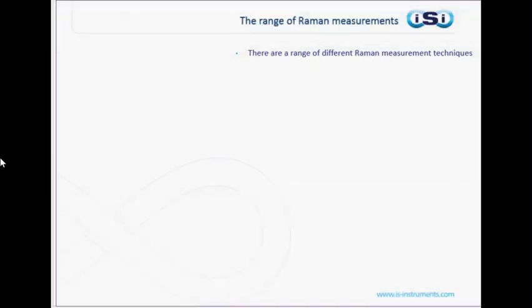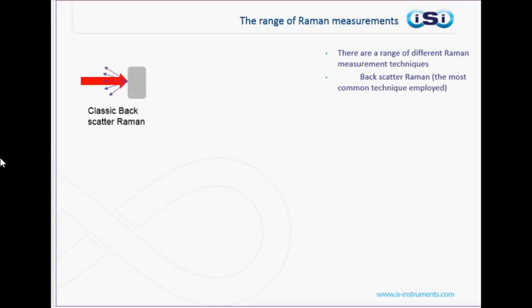So, what is a Raman spectrometer? Well, a Raman spectrometer is simply an instrument that measures this Raman effect to identify a chemical or molecule. There are a range of different measurement techniques used today. Arguably the most common is Backscatter Raman, shown here. Laser light is fired at a sample and the photons are measured from the same side from which the laser light entered.